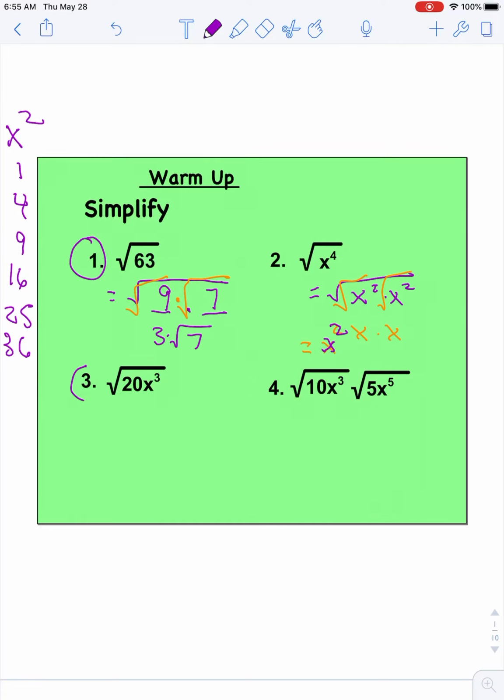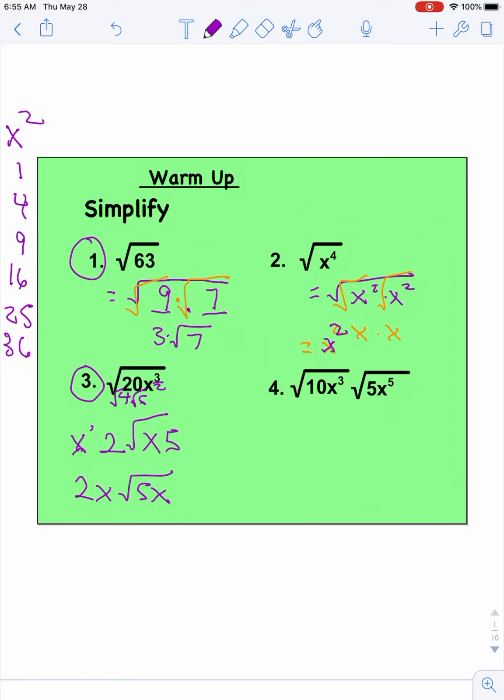If you have an odd exponent, like in number 3, then divide the exponent by 2, and that gives you 1.5. So the one x comes out, and then the other x would stay underneath. And what we do with the number on this, remember, is separate it into the perfect square factors and take the square root of each individually, and that gives you 2, and then the 5 stays underneath. And we usually put the numbers first, so you're going to see it written like this.